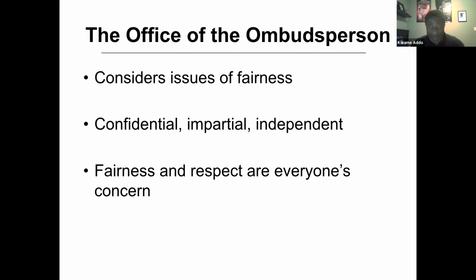So if attempts at informal resolution by our office are unsuccessful, and we still feel that there's a fairness issue, the office will conduct what we call a fairness review or an investigation to determine if the university has acted appropriately. And once our review is completed, if we find that there's an issue that needs to be addressed, we can make recommendations to remedy the situation.